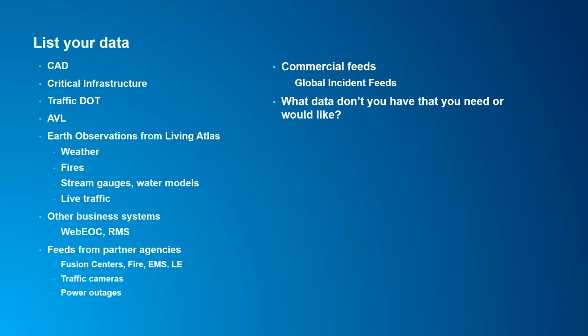Some of your other business systems, maybe you've got WebEOC as your emergency management system of record. Are you tied into that? What feeds and boards are enabled in there that you want to report on constantly? Partner agencies, you may have fusion centers or fire, EMS, law enforcement, traffic cameras, whether those come from your own Department of Transportation or external providers and partner agencies. Think about power outages from the power companies. Commercial feeds: what can you buy off the shelf that really fits and provides a good briefing?